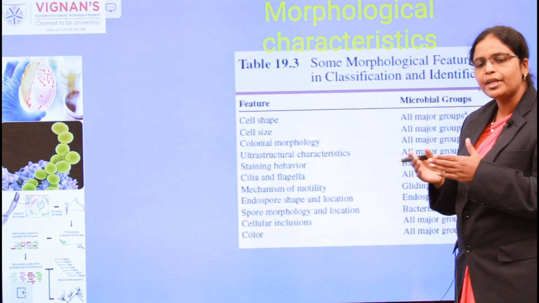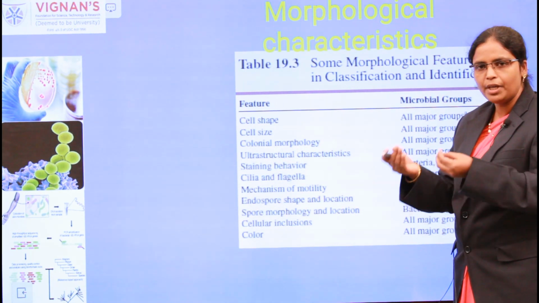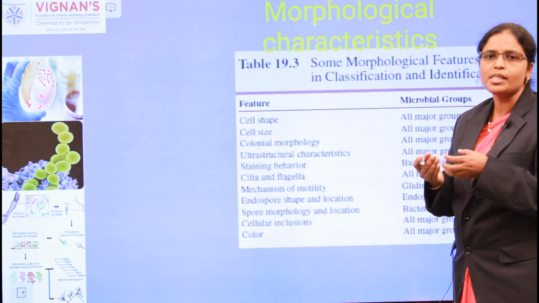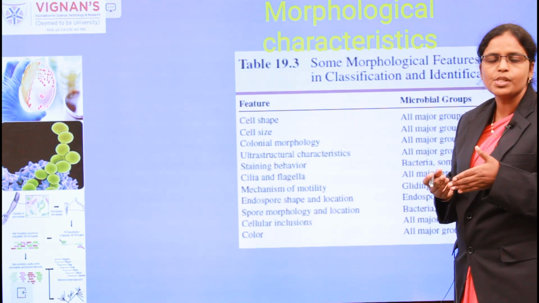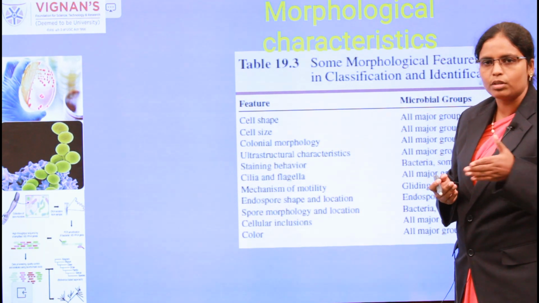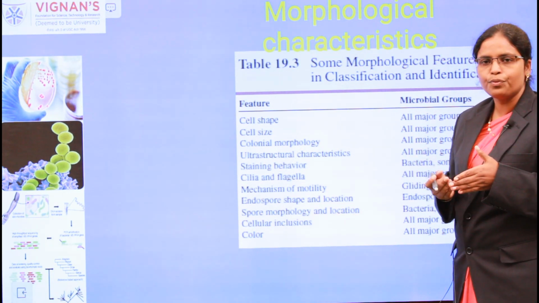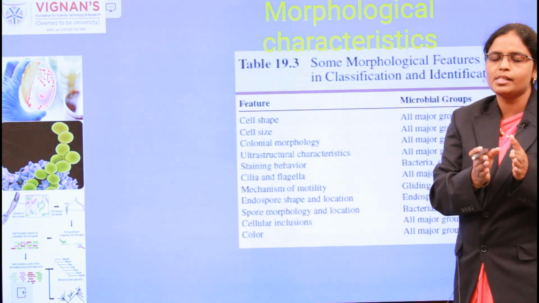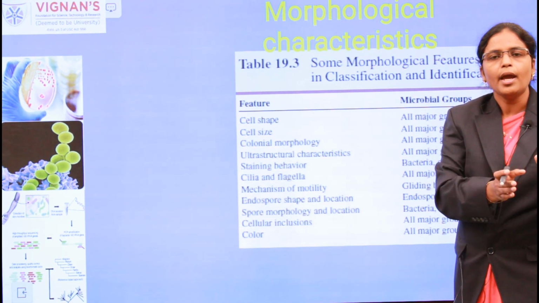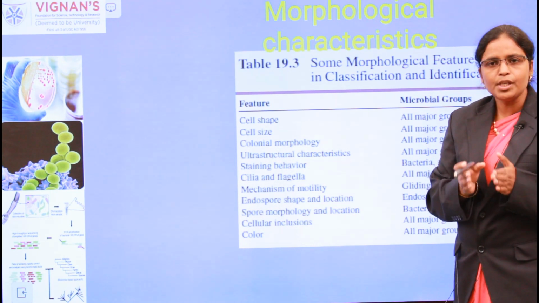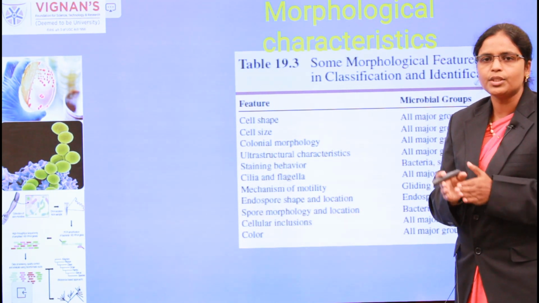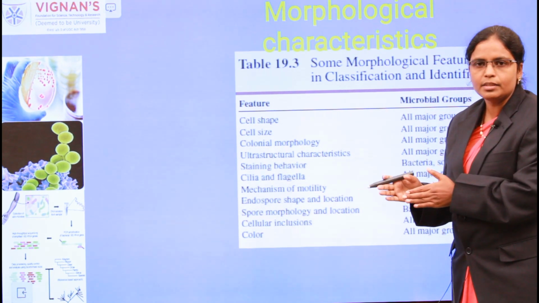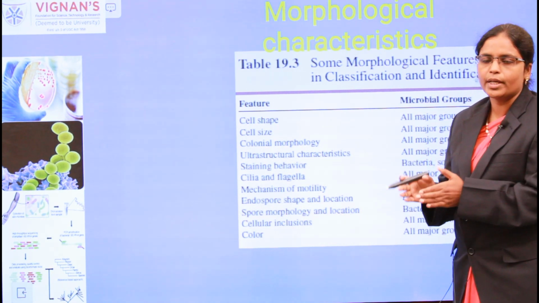So we can differentiate. For example, if we isolate any organism, we can identify based on the staining pattern whether it is producing any endospore or not. Dyes are used for identifying the endospore. If it is producing, we can categorize this particular organism into an endospore form. If it is not producing, we can arrange that organism into a non-endospore form. Like this, we can identify the organisms.